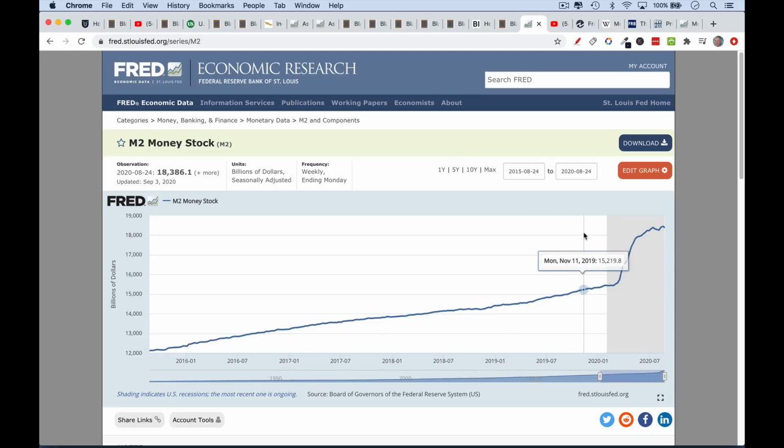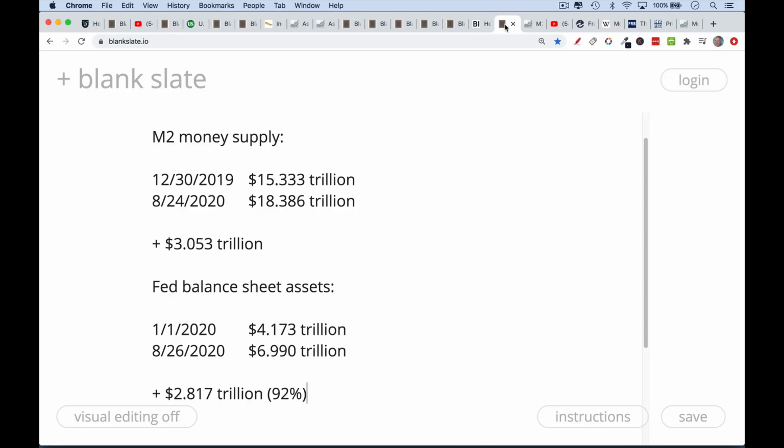Let's take a look. So now that we know the different levels of money supply, this is the M2 money stock, or the M2 money supply, and we can see how it's moved this year. At the end of last year, it was at about 15 trillion. Now it's at about 18 trillion. The numbers are a couple of weeks old, but basically, the U.S. money supply has grown by $3 trillion, basically 20% over this year. This is just unbelievable money supply growth.